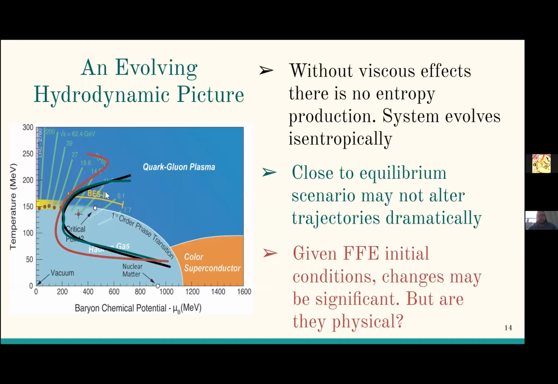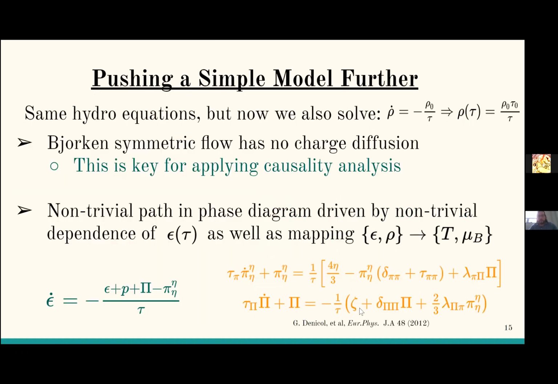So this is, again, just another slide emphasizing the same point. In equilibrium, you have this black line here that's really an isentropic trajectory. Close to equilibrium, you might have something that's not too different, kind of like this green line here. But far from equilibrium, you might have something that's extremely different, and you want to ask whether or not these trajectories are physical. So just to remind you what the model was, these are the DNMR equations of motion.